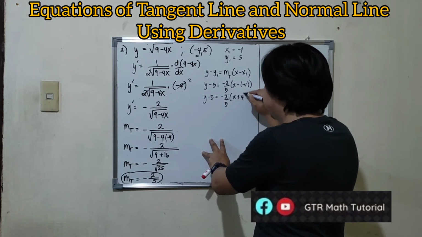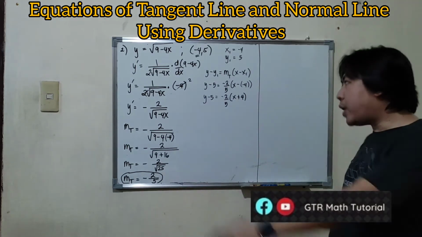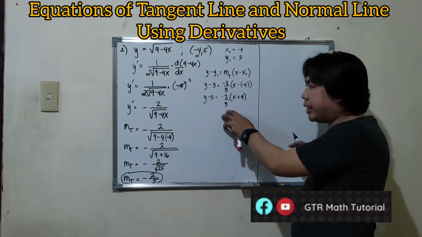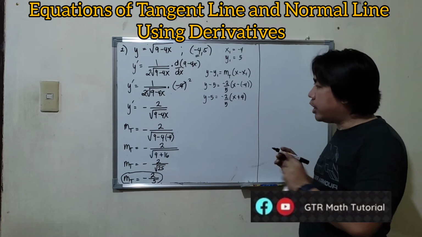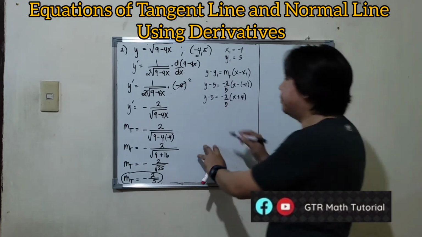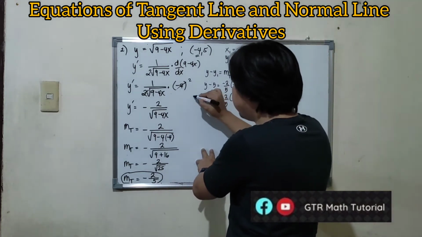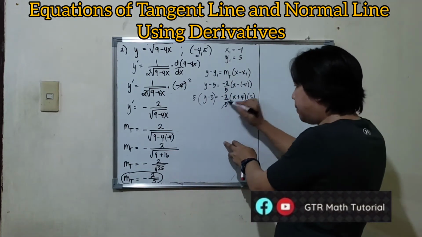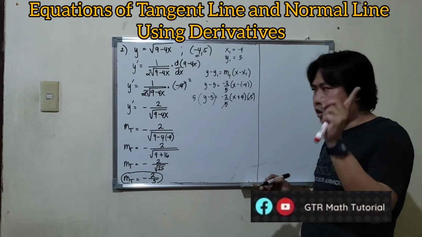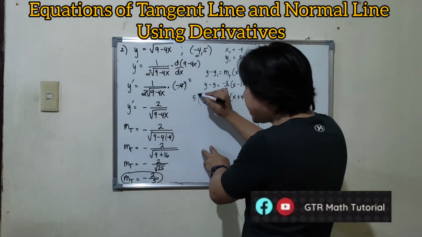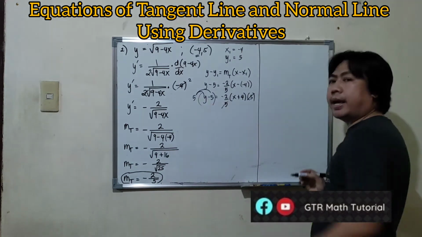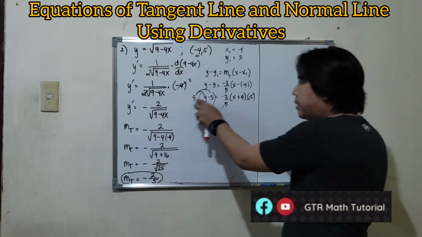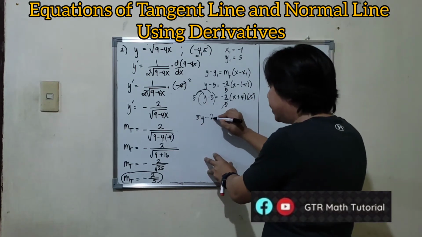x plus 4. Okay? Since we have a denominator of 5, in order to eliminate this denominator, we need to multiply both sides of the equation by the denominator, which is 5, so that we can cancel out the denominator. 5 divided by 5 is 1. For the left side, just distribute 5 to y and negative 5. So 5 times y is 5y, and 5 times negative 5 is negative 25.